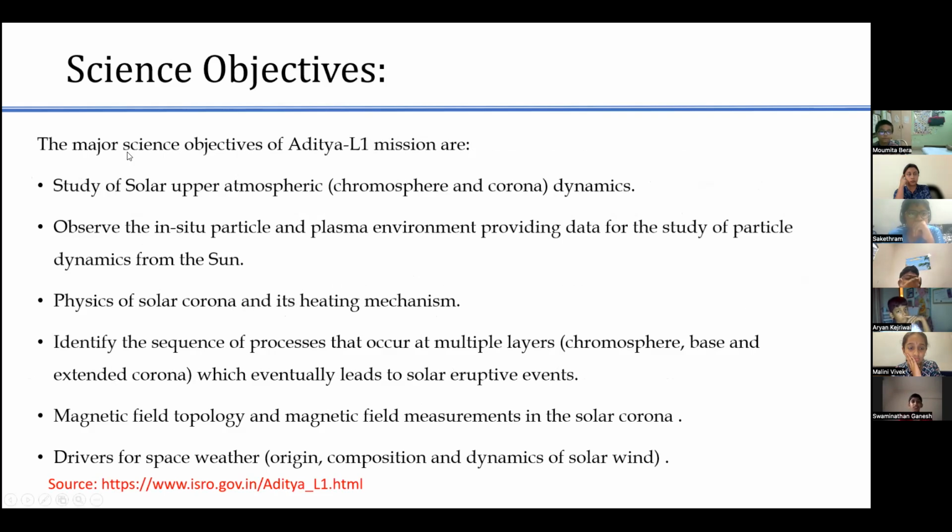The main objectives of Aditya L1 are to study the chromosphere and corona dynamics, observe the plasma environment, and provide data for the study of particle dynamics from the Sun, the physics of the solar corona and its heating mechanism. As we know, the corona is very hot, so why is it so hot? Aditya L1 will also study that. To identify the sequence of processes that occur at multiple layers, chromosphere, base, and extended corona, which eventually lead to solar eruptive events.